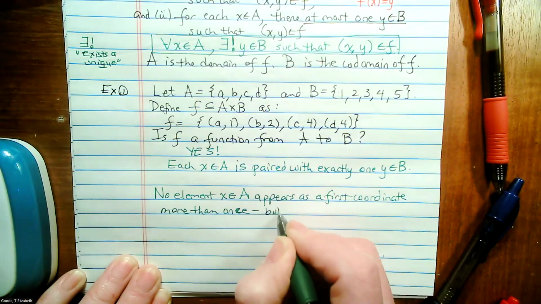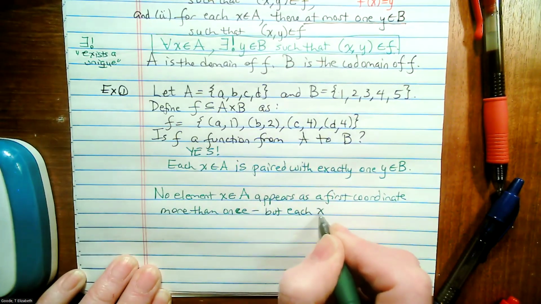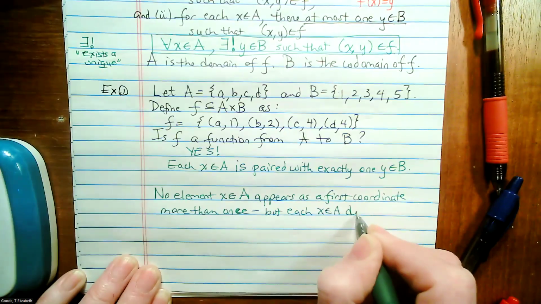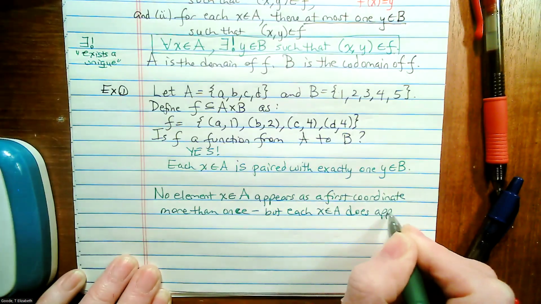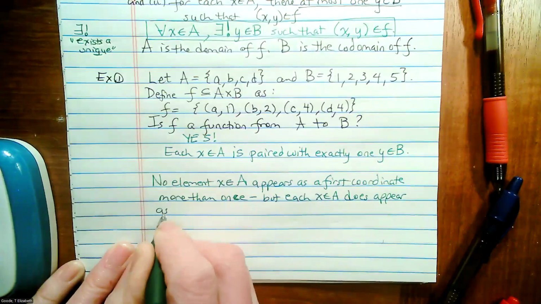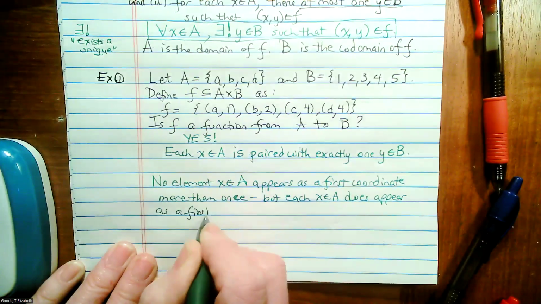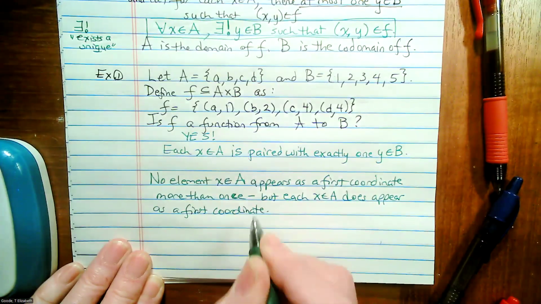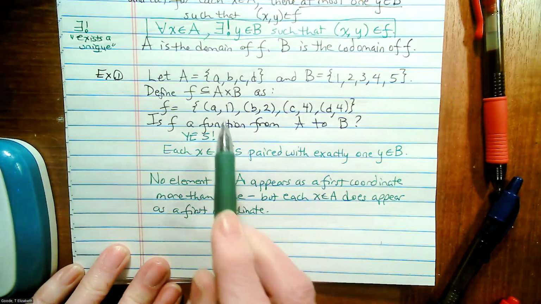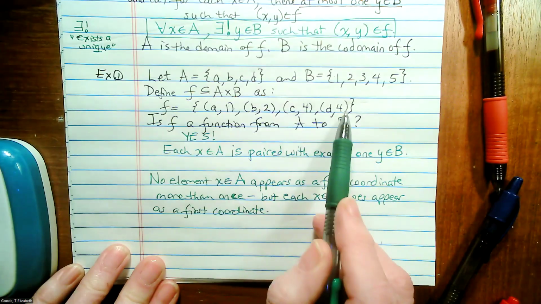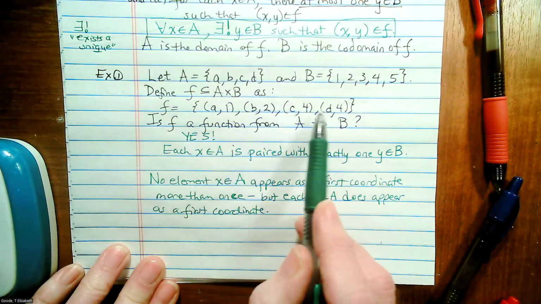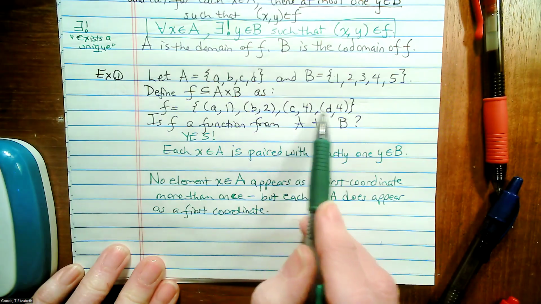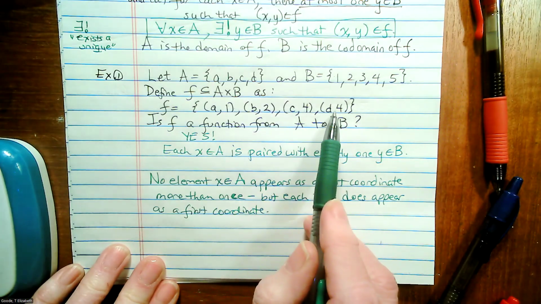But each X in A does appear as a first coordinate. So each X in A appears exactly once as a first coordinate. It's okay if an element of the codomain B appears more than once.